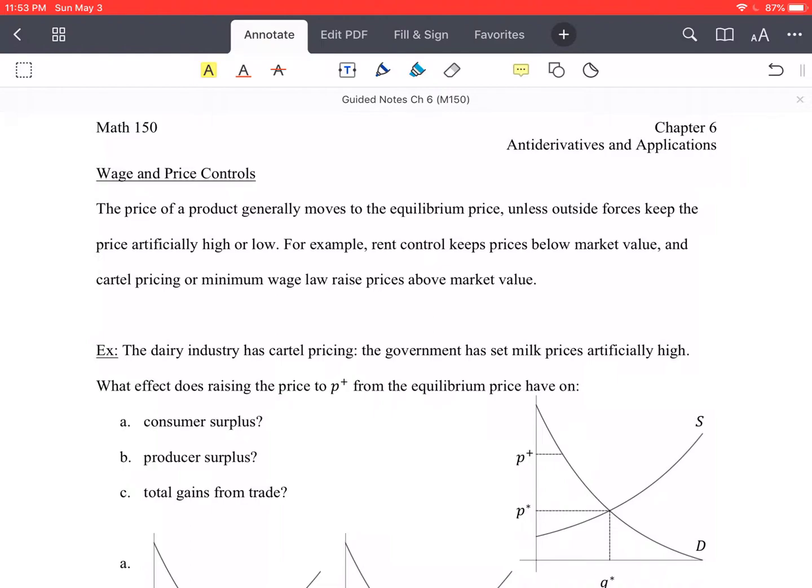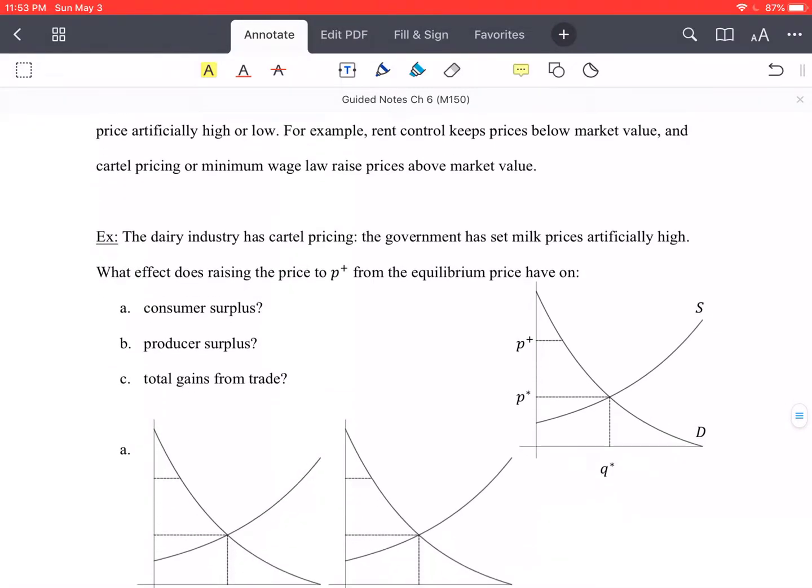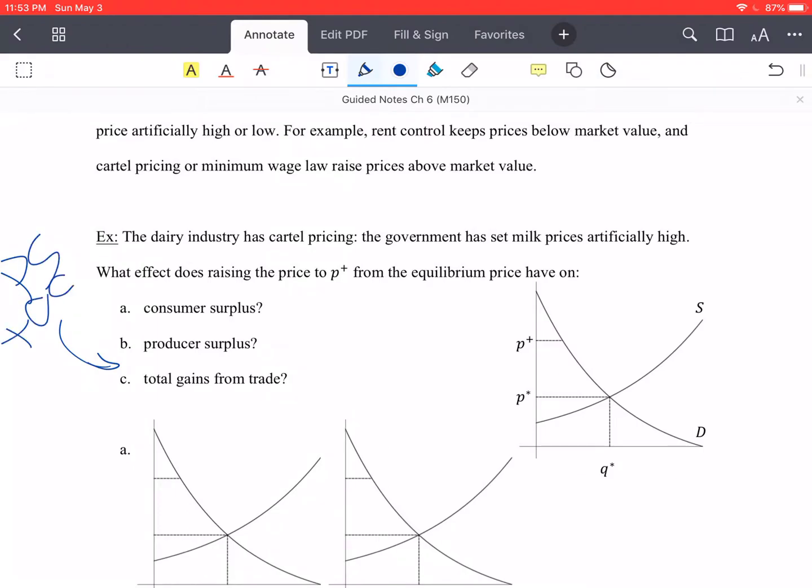So let's look at this example. The dairy industry has cartel pricing. The government has set milk prices artificially high. What effect does raising the price to P plus from the equilibrium have on consumer surplus, producer surplus, and total gains from trade? When we say total gains from trade, total gains from trade is just producer surplus plus consumer surplus. So it's how much money everybody collectively saved or lost. Okay, that's just total gains from trade.